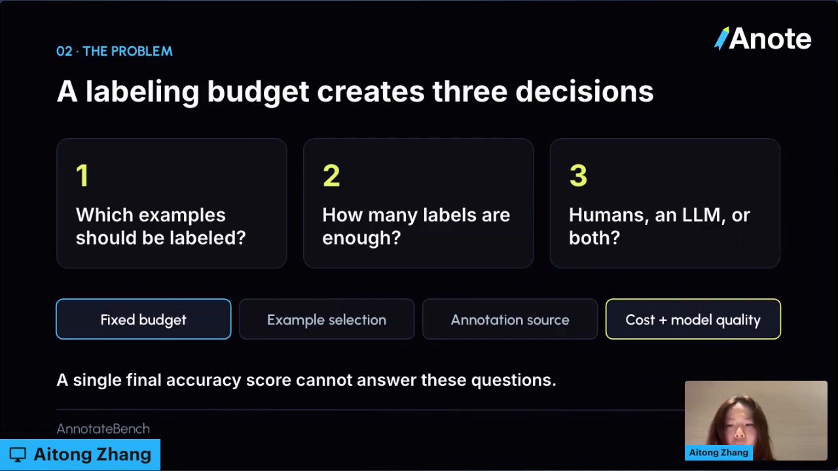These choices affect cost as well as model quality, but a single final accuracy score cannot tell us whether we selected the right examples or paid for more labels than we needed. That's the decision problem that Annotate Bench is designed to study.